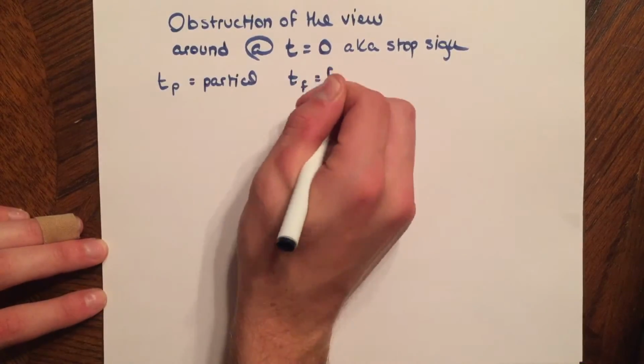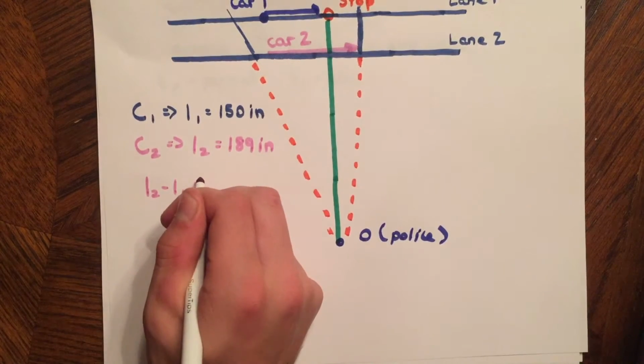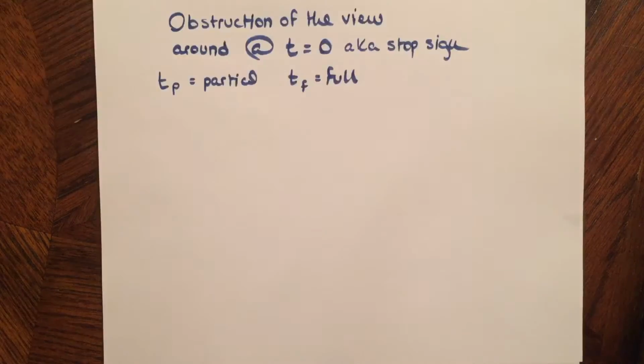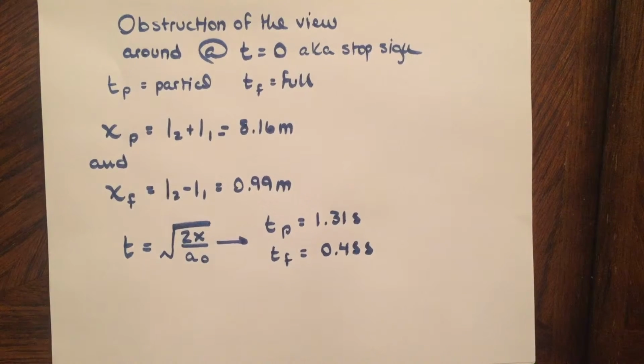we have to use the equation substituting x of p equals L2 plus L1, which equals 8.16 meters. X sub f can be seen as L2 minus L1, which equals around 0.99 meters. Using the previous x distance equation, we can solve for t in order to find the partial and full times of obstruction and get these two values, 1.131 seconds and 0.45 seconds.